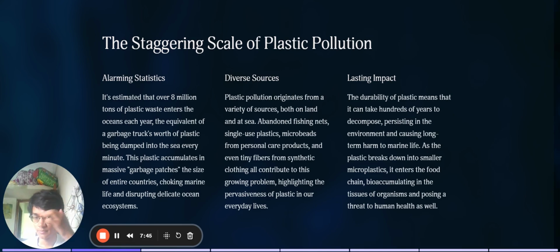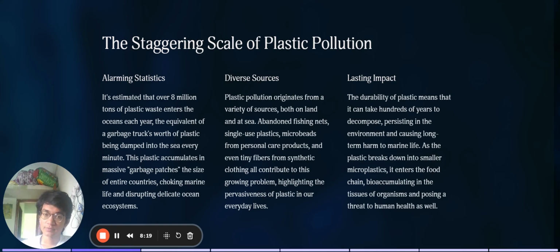Every minute, garbage accumulates in massive garbage patches the size of entire countries, choking marine life and disrupting delicate ocean ecosystems. Imagine that we have thrown plastic in the oceans and it makes patches as big as our country. Imagine that much plastic being thrown in the sea and making patches like that.